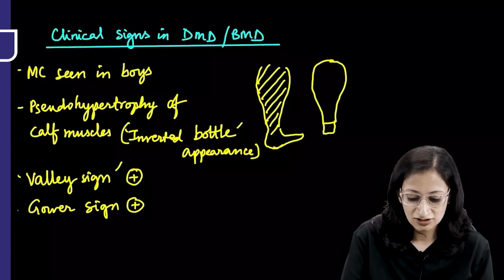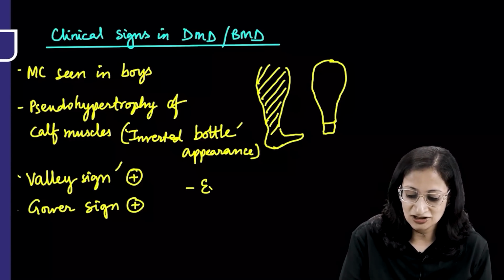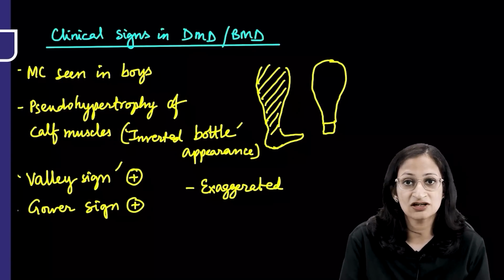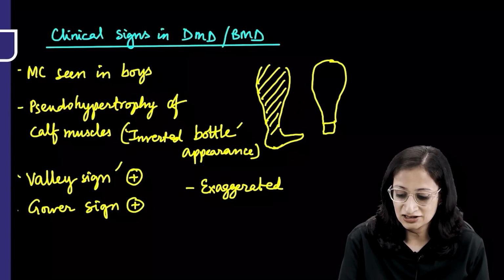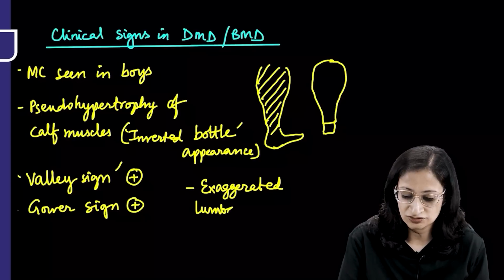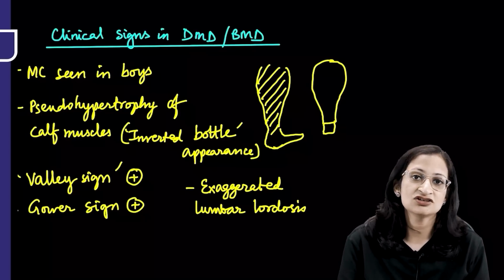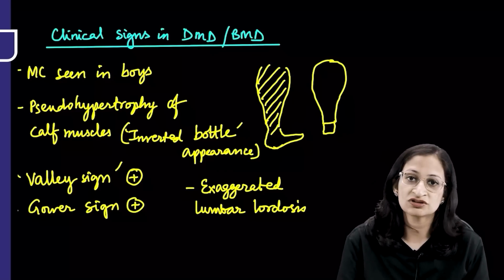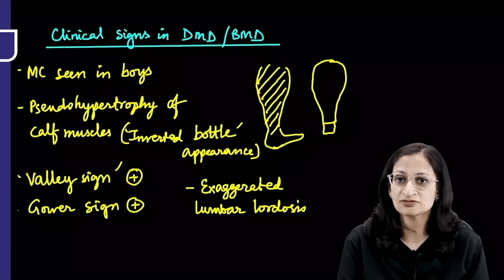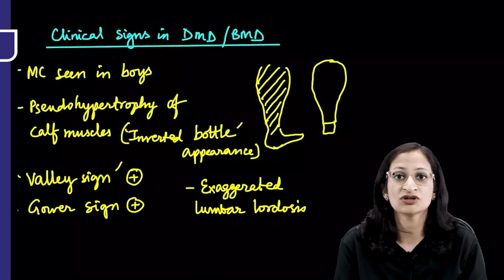So Gowers sign. Plus, you can also get an exaggerated lumbar lordosis in these children. A waddling kind of gait can be there. Duck-like waddling gait and an exaggerated lumbar lordosis. These children can have varying degrees of intellectual disability also. Mostly they have normal intelligence, but they can have varying degrees of intellectual disability.